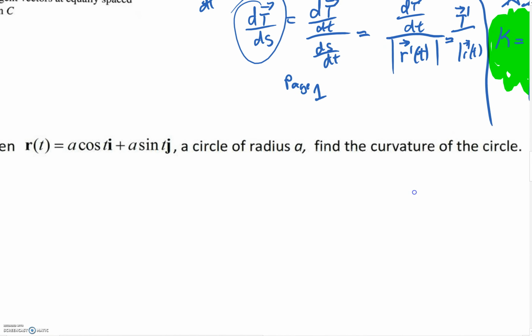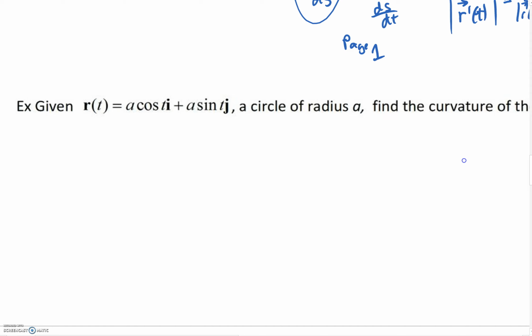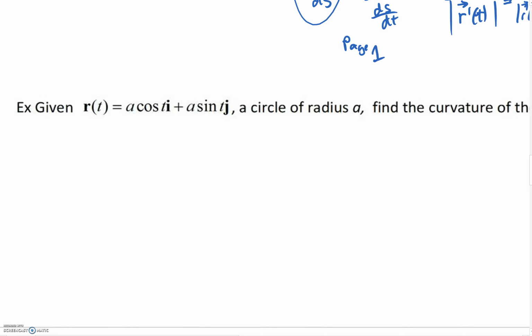So let's do that right now. Let's just say that we have a vector function, and they even tell you it's a circle of radius a. So tell you what, I'm going to very quickly find the derivative here, and I'm going to go into component form. Derivative of cosine is negative sine, so this hopefully will speed up the process a little bit. Likewise, the derivative of sine is cosine.